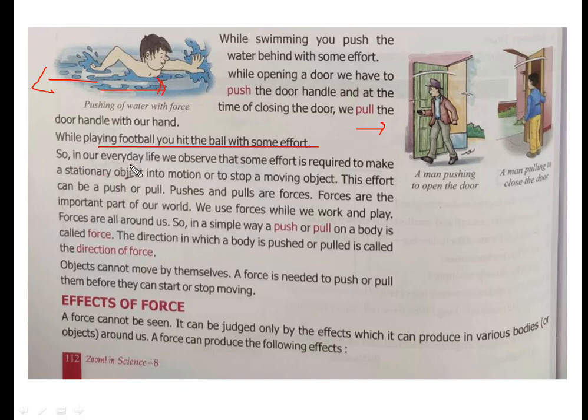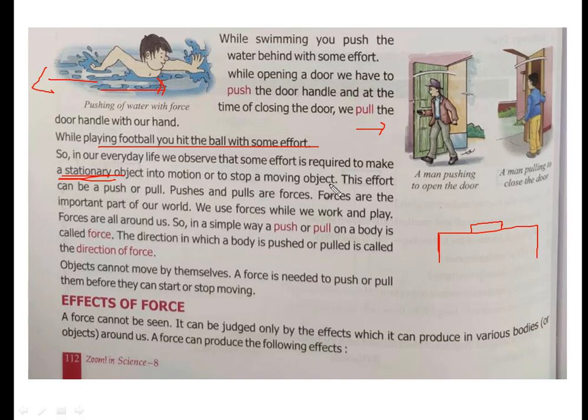So in our everyday life, we observe that some effort is required to make a stationary object into motion or to stop a moving object. So what is the meaning of stationary object? Stationary object means the object which is in rest position. Suppose I give you this example: this is a table. On the table there is a book. So this book is not moving. It is constantly there until and unless you come here and pick the book, or someone else comes here and picks the book. So this is known as a stationary object, meaning a non-movable object. A fridge, refrigerator, table, chair, all these things are stationary objects.